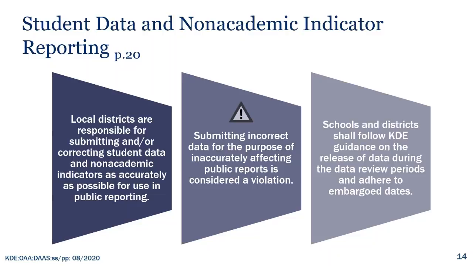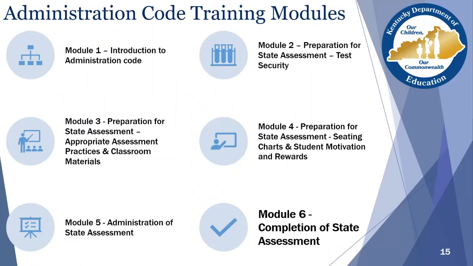Non-academic data, such as graduation codes, are entered directly into Infinite Campus, or IC, and retrieved from there for inclusion into public reporting for assessment and accountability. IC is considered the authoritative source for this data. This concludes Module 6 of 6 of the Administration Code Regulation. Please review all 6 modules to complete the Administration Code training.